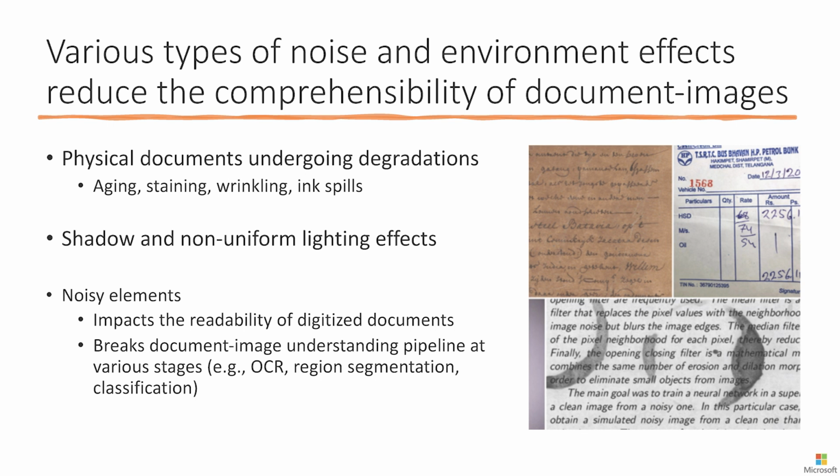So if it is a whiteboard and there is a tube light opposite to it, if you take a capture, then it will be shining. So some part of the whiteboard won't get captured, right? And why is such removal important? Because A, it impacts the readability of the digital documents, and B, it also breaks down the document image pipeline.